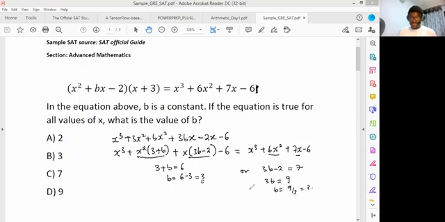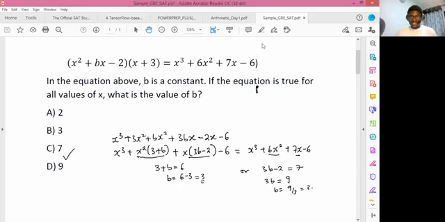So in both cases, we have the same value of b, and that's equal to 3. And so our answer is b. Okay, so by simply expanding the expression on the left hand side and then comparing the terms of the result of that expansion to the terms of the expression on the right hand side, we've been able to find the value of b. So let's move to the next question.